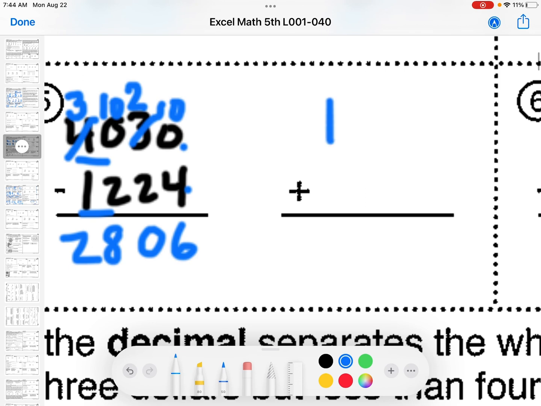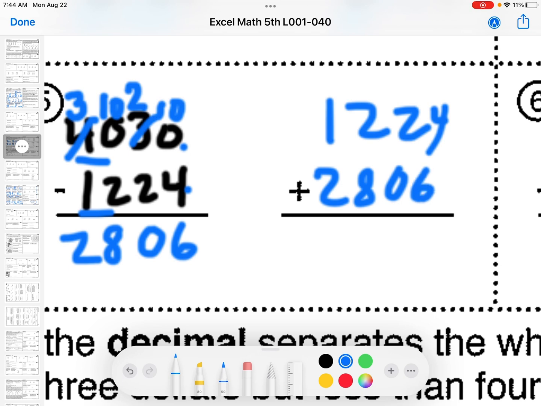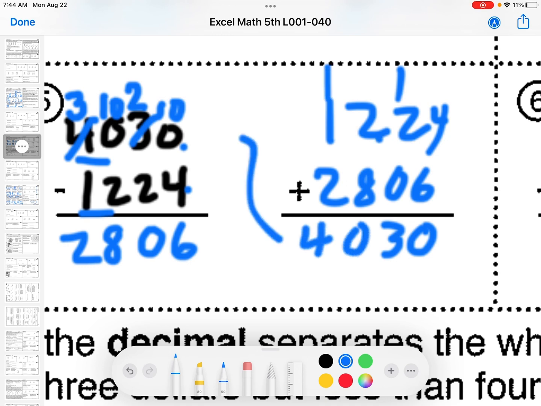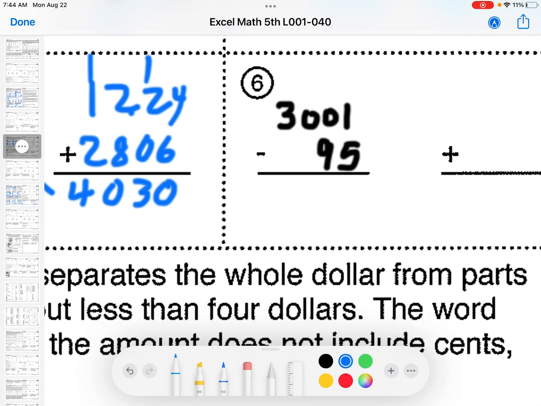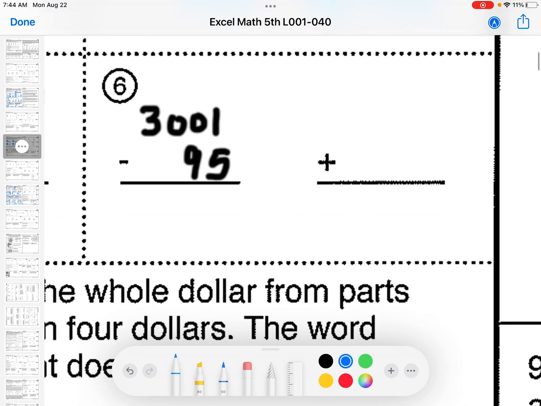Let's check it over here. 2, 4, 2, 8, 0, 6. Add these up. That's 10. That's 3. 2 plus 8 is 10. And that's 4. 4030 matches up. All right, copy this problem and finish off number 6.